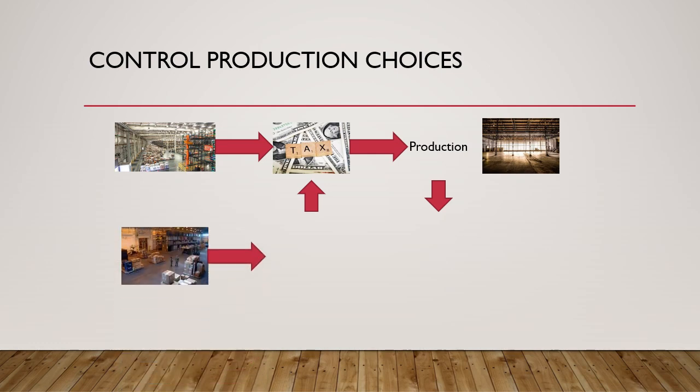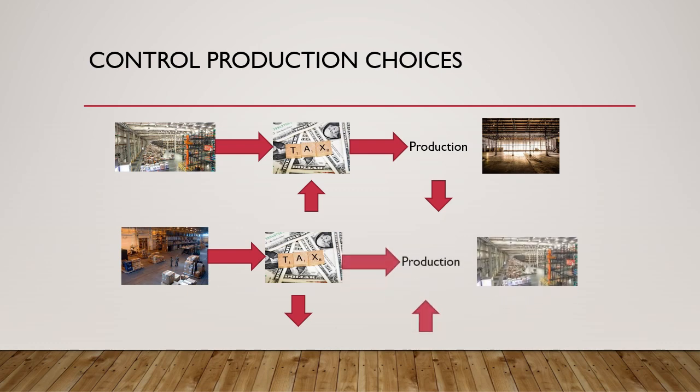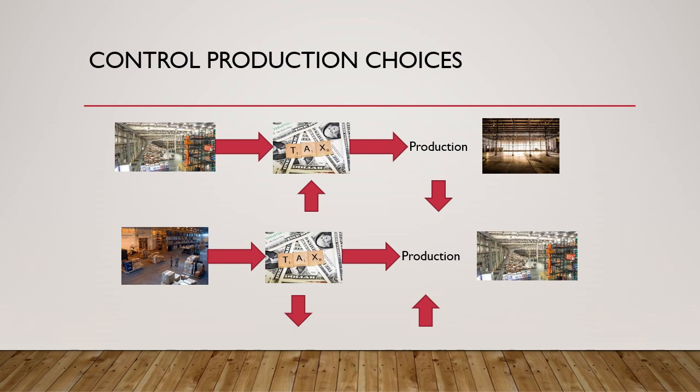Similarly, let's say there's a factory producing goods B in the economy. Again, the government in its wisdom feels that these goods should be produced more in the economy. And so the government reduces the taxes on these goods B. This means the price reduces, demand rises, and hence the production of goods B rises in the economy. Thus, using taxes, the government can control the production matrix in the economy.